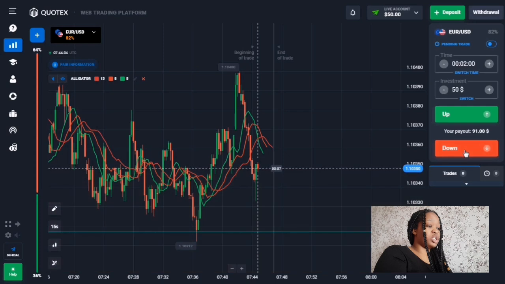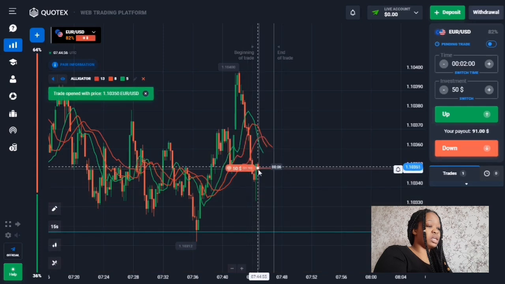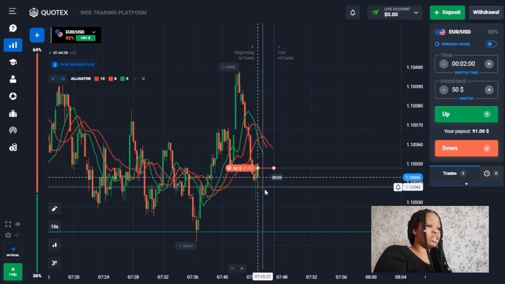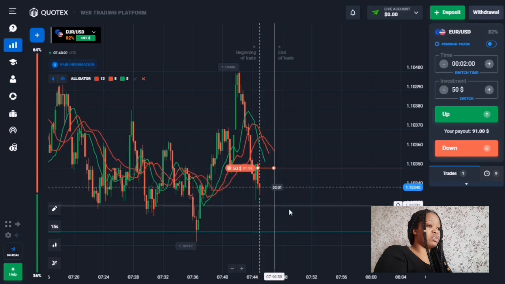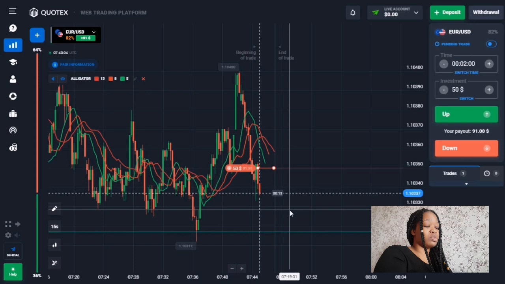So I entered the market with a down trade for 2 minutes, and it's also worth noting that price has really good strength to go down in this trade. So let me wait for the results of this trade.